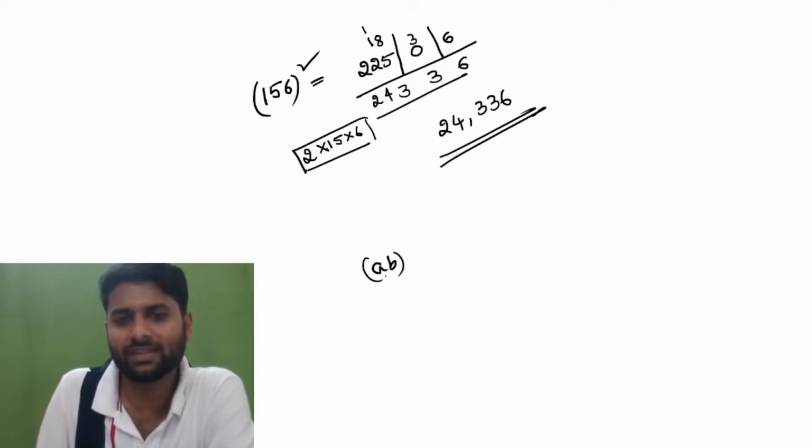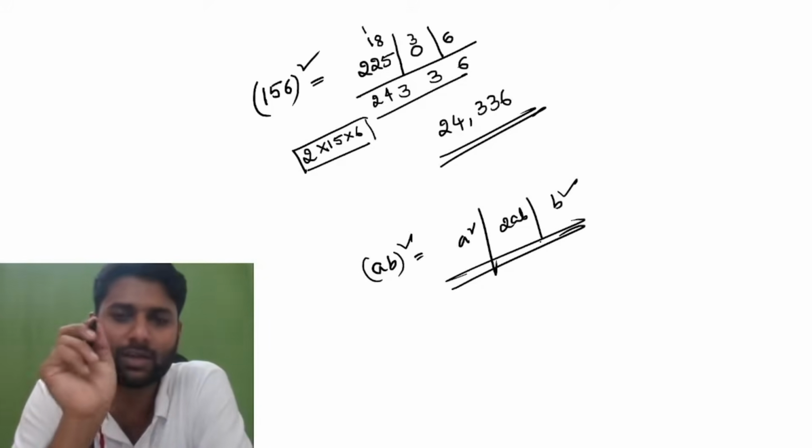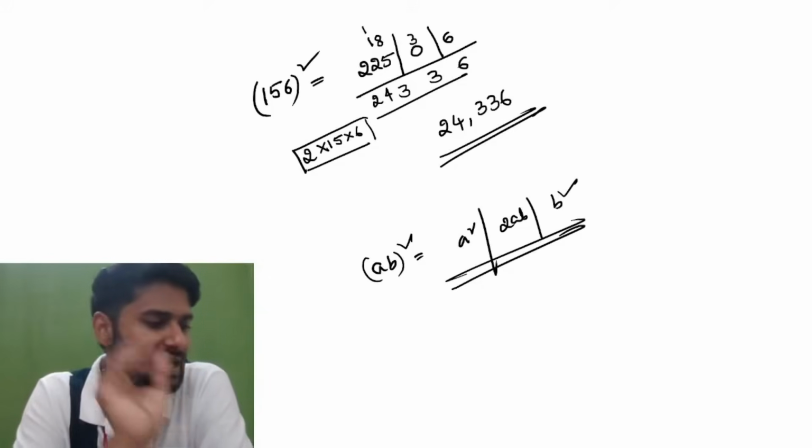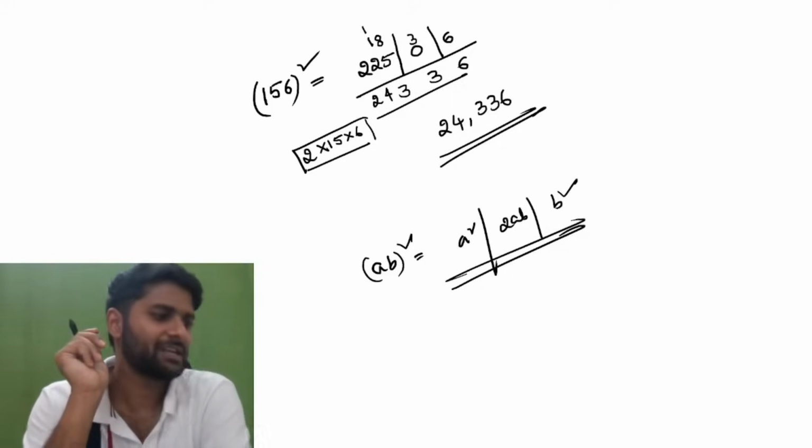So we are using only these elements: a square, 2ab, b square, and we have to consider only one digit and the remaining should be a carry over. So is it clear, this method? Please let me know in the comments.